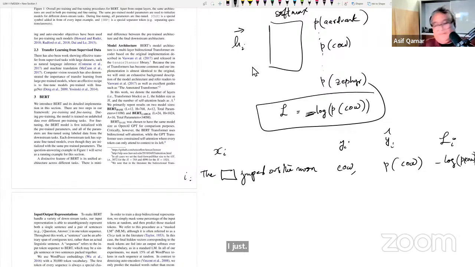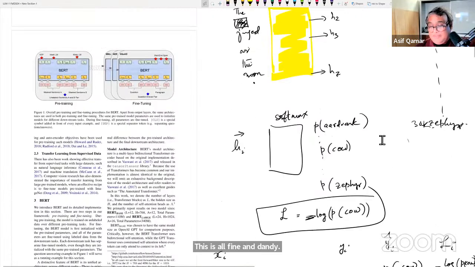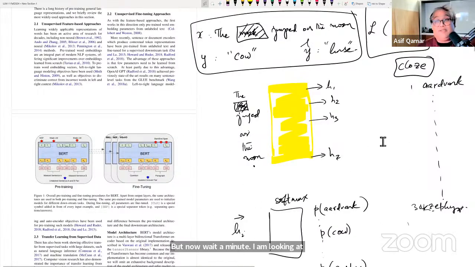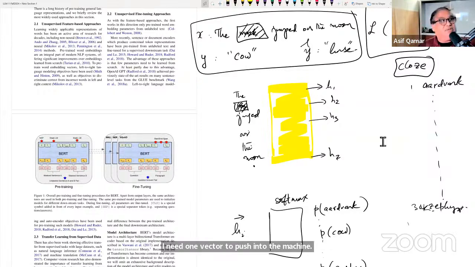But now comes a trick. This is all fine and dandy, but wait a minute. I am looking at so many vectors coming out. I need one vector to push into the machine. I can't push more than one vector. So which vector to pick? There is no reason to pick any one vector, isn't it?